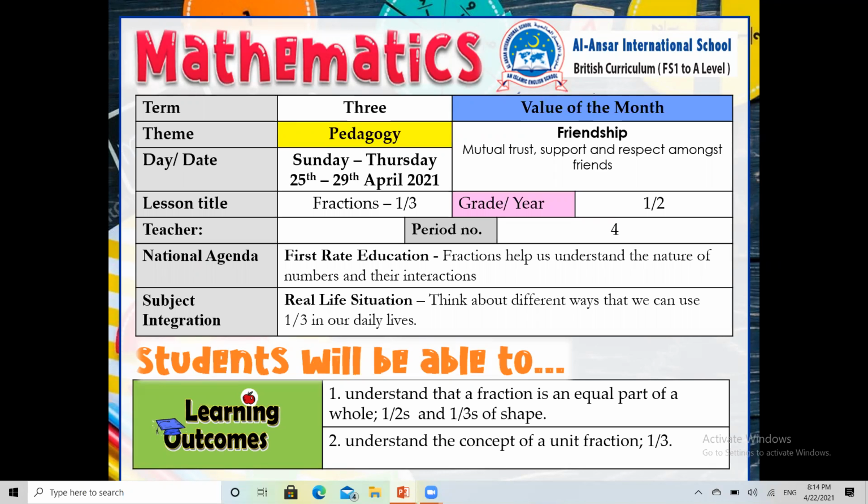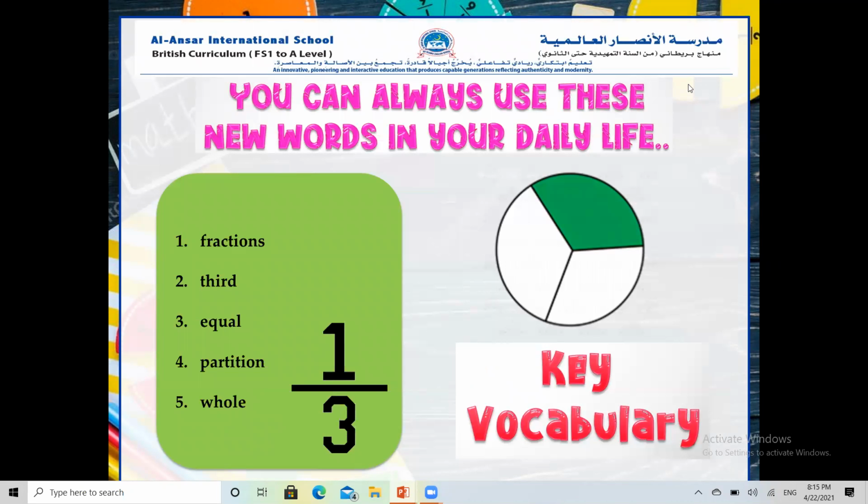And today's lesson title is Fractions, 1/3. By the end of today's lesson, you will be able to understand that a fraction is an equal part of a whole, halves and thirds of a shape, and understand the concept of a unit fraction, third. For today's lesson, we need the words fractions, third, equal, partition, and whole.